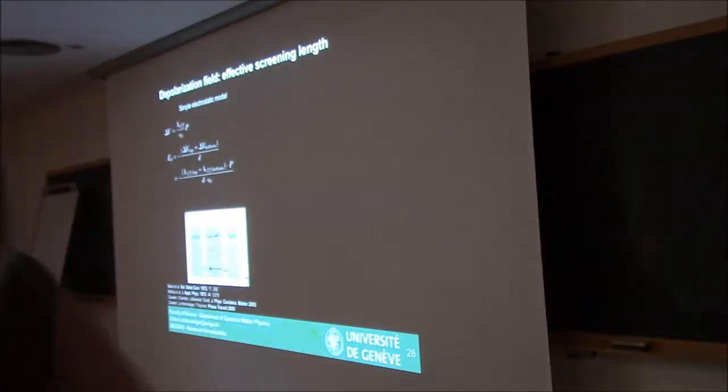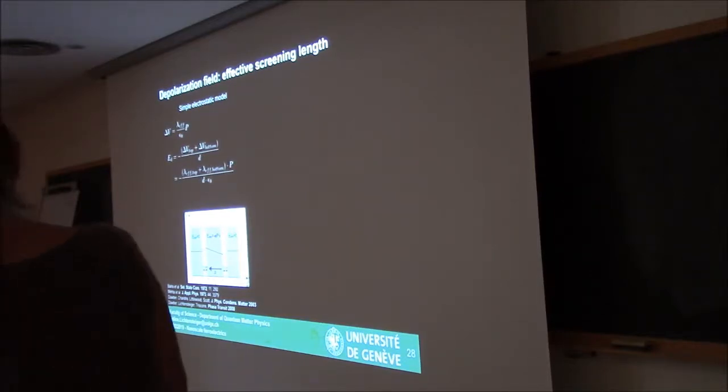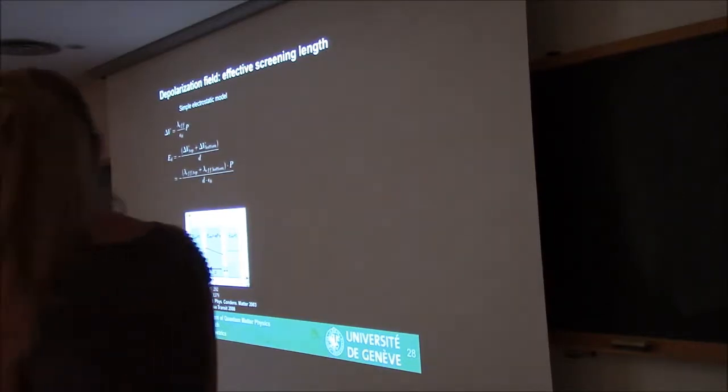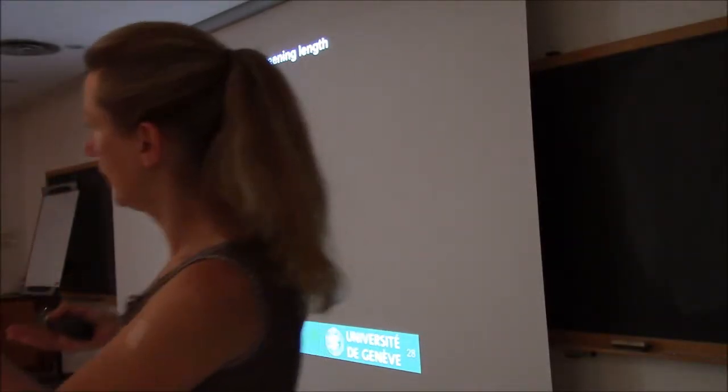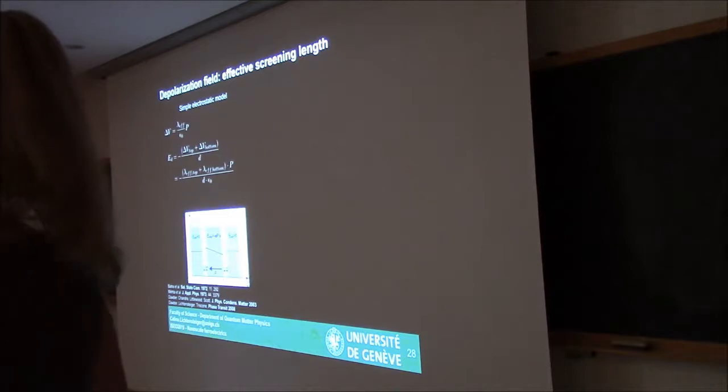Yes? Just a simple question. When you do this, do you consider d as the total thickness of the film, or the lambda F? No, so this is really the thickness of the film. Yes, and so we add a layer which is independent. So what we assume is that this effective screening length will be some length in the electrode. Okay. But it's just a way to model it.